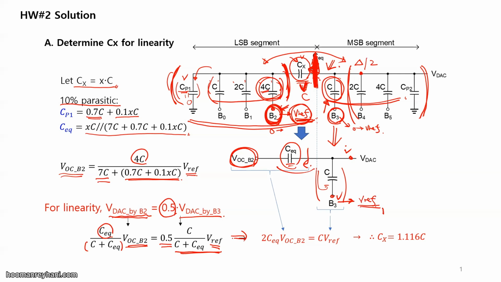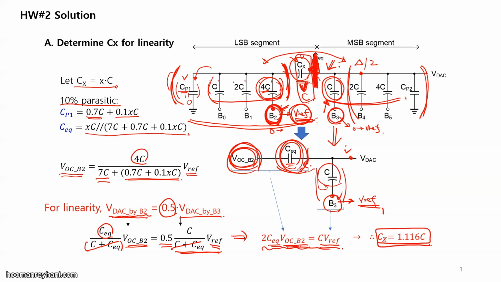So from this result, because we have a common denominator, we're going to get this result: CEQ times VOC by B2, right? This cap and this voltage multiplication should be half of this cap and this voltage change. From this relationship, we can calculate Cx like this. As we guessed, from this non-zero Cp, Cx is larger than the unit capacitor.